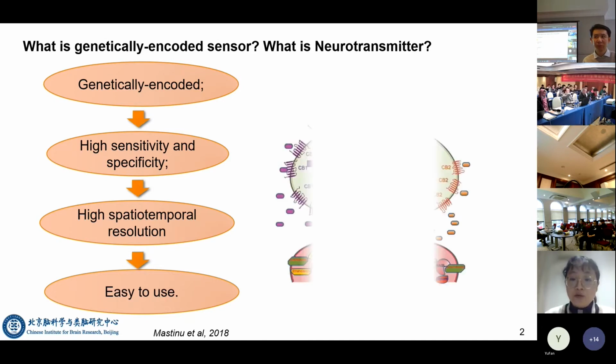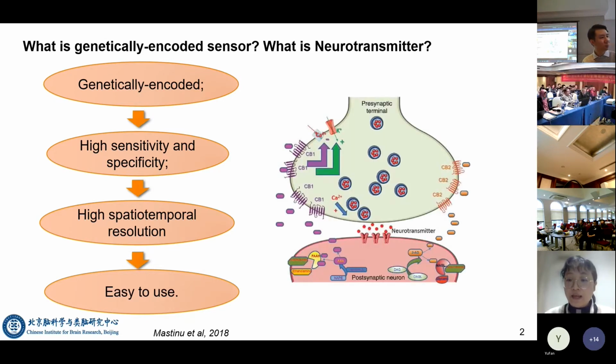Then I will introduce what a neurotransmitter is. A neurotransmitter is a signal molecule secreted by neurons or glial cells. It affects another cell across the synapse. Here you can see the red body in this cell, that is the neurotransmitter.